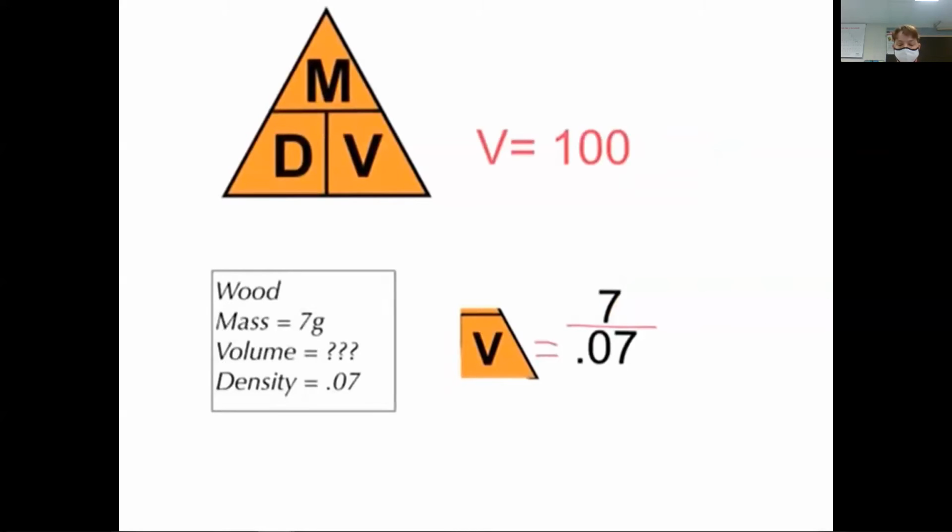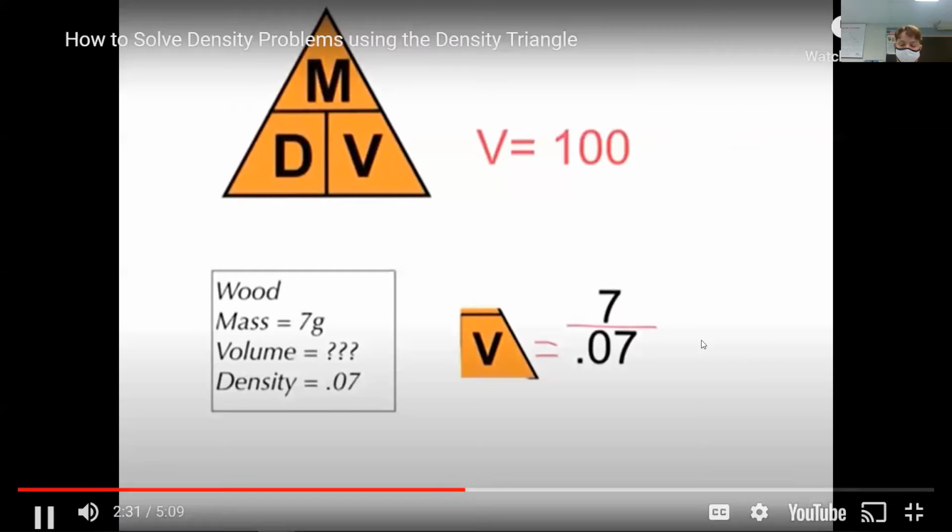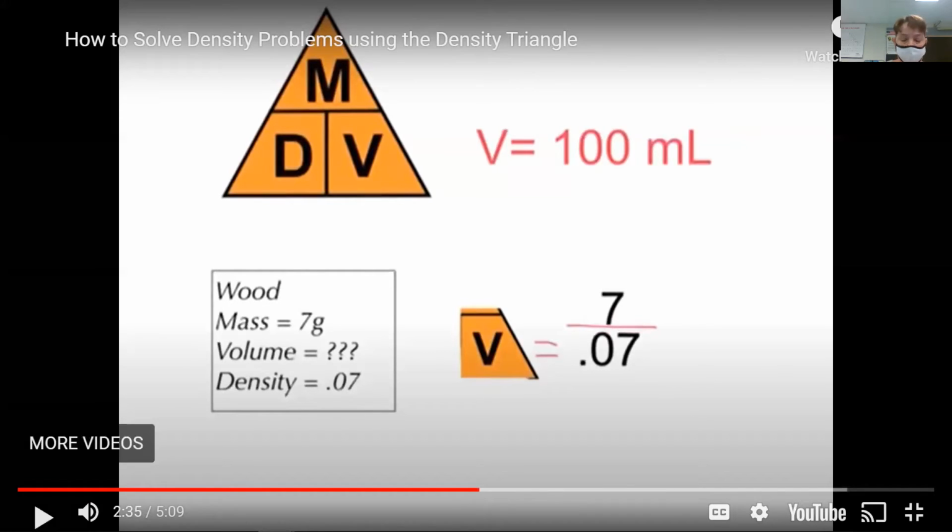But we still needed the units. Because volume is typically measured in milliliters, we can now add milliliters. Okay, I'm going to stop this again because you can't just assume what your volume unit is going to be, okay? You will actually be able to find this from the information in the problem. You will notice here that she does not have a unit written after her density. That is something that you will have.